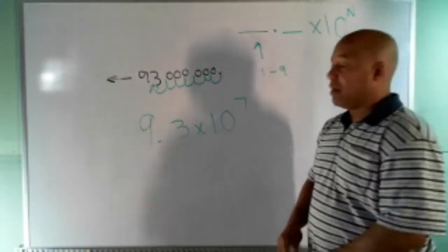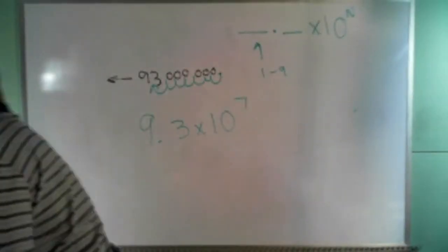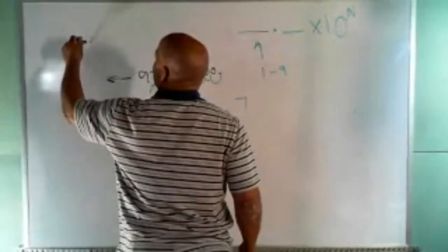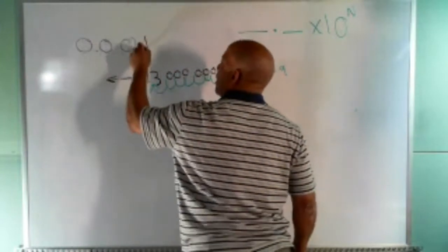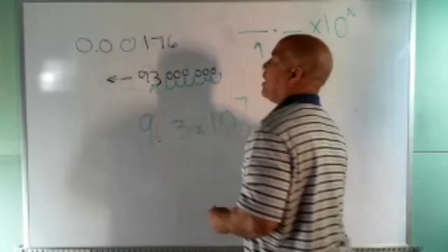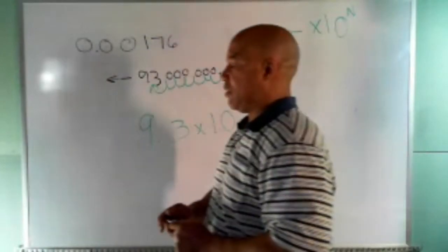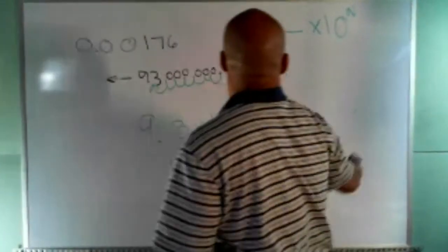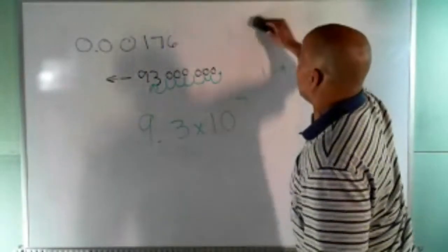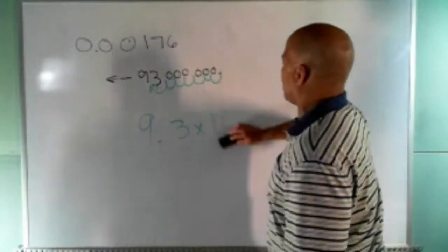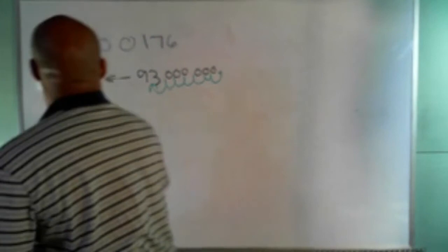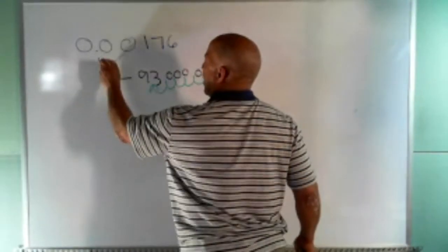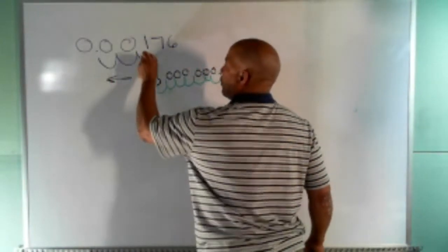But what if I had this one? What if I gave you one that says I got 0.000176? I got that number. I want to put that in scientific notation. Let's do that. Now, instead of moving the decimal point to the left, I got to move the decimal point to the right. Move the decimal point to the right and go 1, 2, 3. I stop right there.